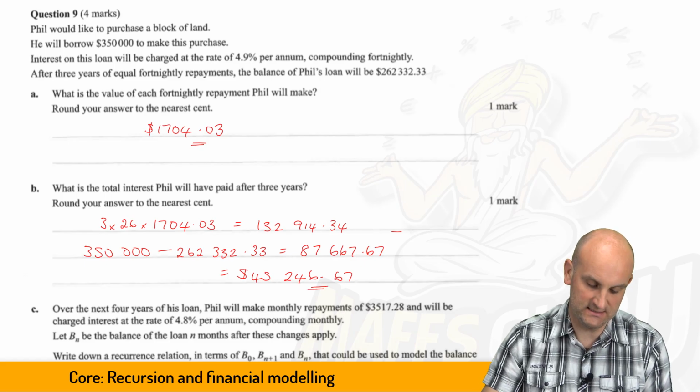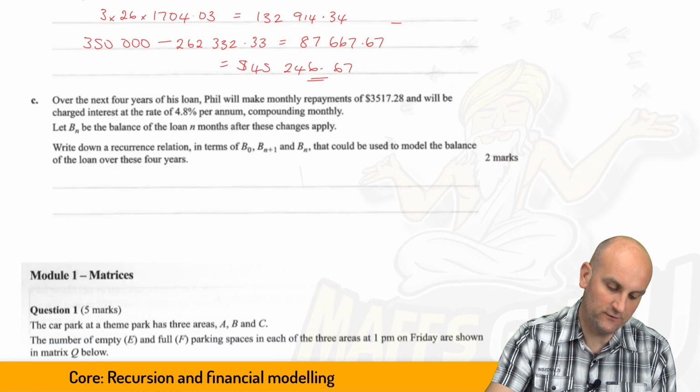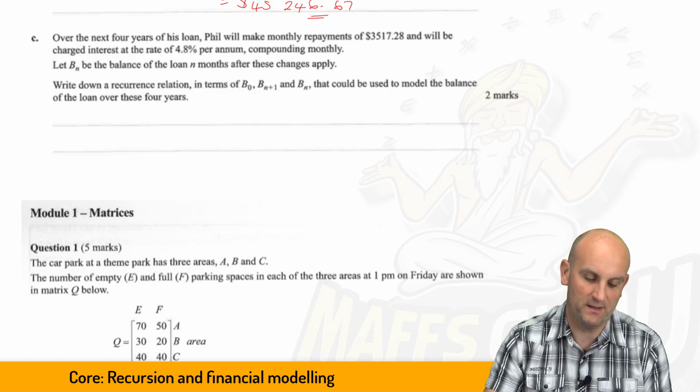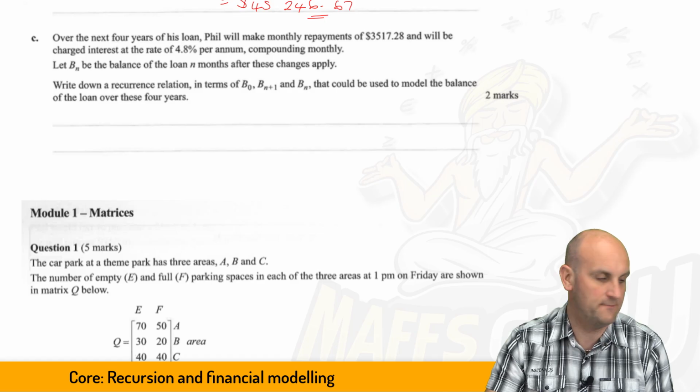$45,246.67 to the nearest cent. And over the next 4 years of his loan, Phil will make monthly repayments of that much and will be charged interest at a rate of that much, compounding monthly. Let B_n be the balance for the loan n months after these charges. Write down a recurrence relationship.